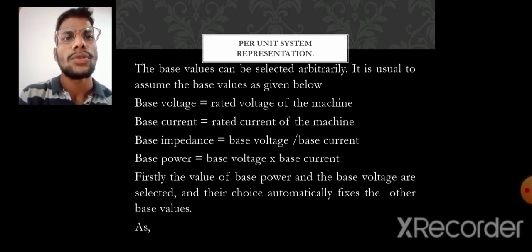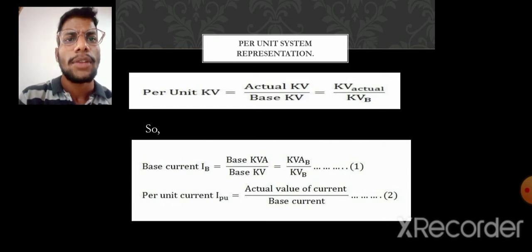It is usual to assume the base values as given below. Base voltage is equal to the rated voltage of the machine. Base current is equal to the rated current of the machine. Base impedance is equal to base voltage by base current, and base power is equal to base voltage into base current. Firstly, the values of base power and base voltage are selected, and this choice automatically fixes the other base values. The per unit kV is equal to actual kV by base kV.